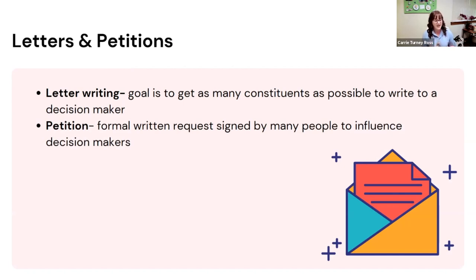But from what I've read, there are some public officials who won't pay as much attention to an email because it's hard to prove whether that person is actually a constituent. But with a letter with an address and name on it, it's easier to verify that that person is a constituent. And then petitions, there's a lot of online options for starting a petition, and it's just as effective to do it online.